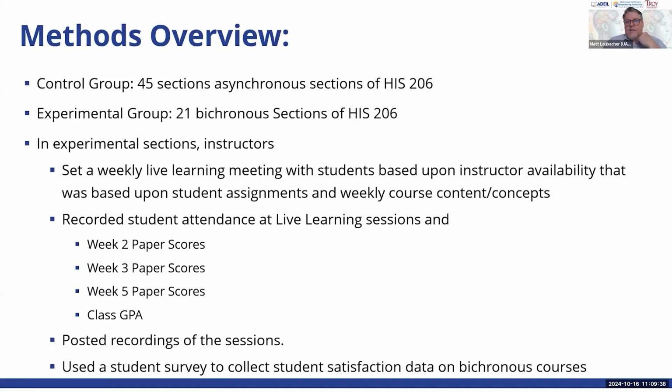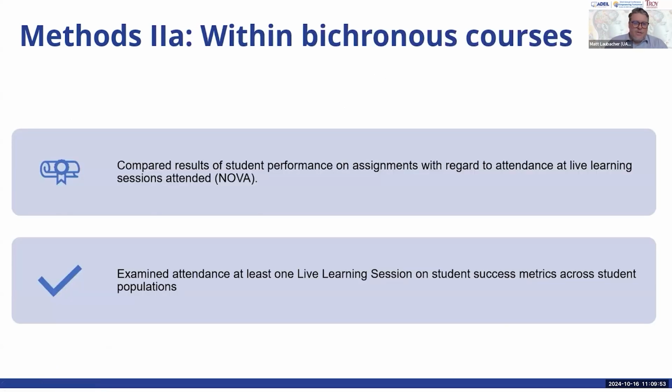The primary researchers, that is us, were able to partner with UAGC's Office of Institutional Effectiveness, which was amazing, in order to analyze the results of this experiment, which allowed targeted significance testing on student success metrics across different student populations. So within the Bichronous experimental sections, the effectiveness of live learning sessions was analyzed by examining student performance on the key assignments that I mentioned with respect to the number of live learning sessions attended. So if they attended 0, 1, 2, 3, 4, or 5. Significance testing was completed via an ANOVA, and we also examined the impact of students attending at least one session on different student success metrics.